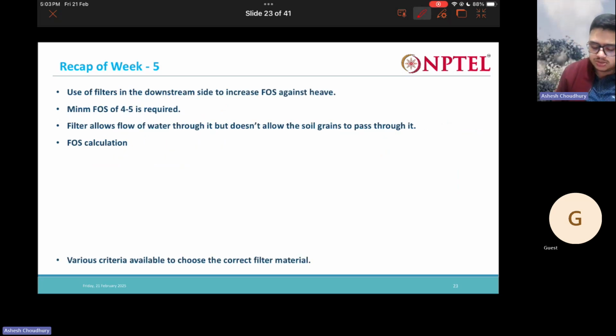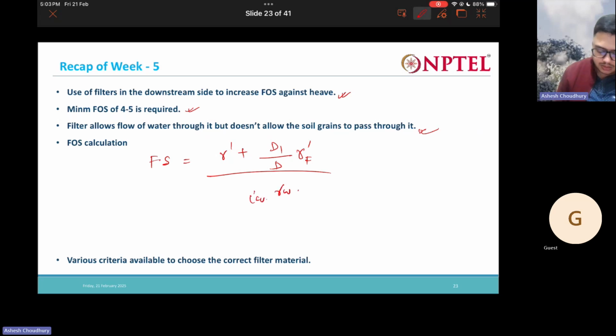Use a filter on the downstream side to increase the factor of safety against heave. A minimum factor of safety of 4 to 5 is required. A filter allows flow of water through it but does not allow the soil grains to pass through it. Factor of safety is gamma submerged of filter by i times gamma w. There are various criteria available to choose the correct filter, so I'm not going into detail. You can see the class lectures.